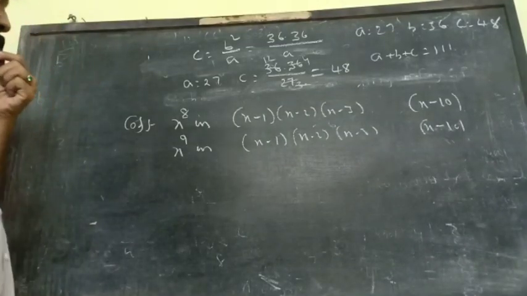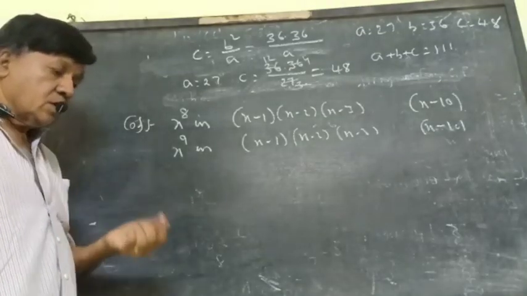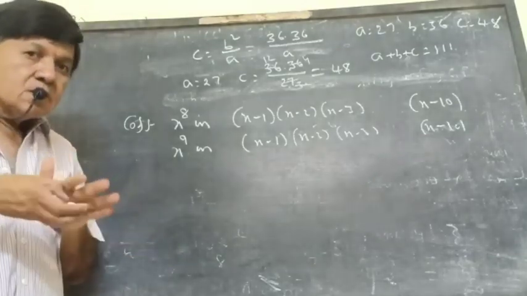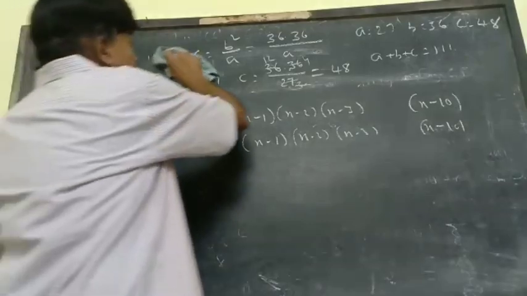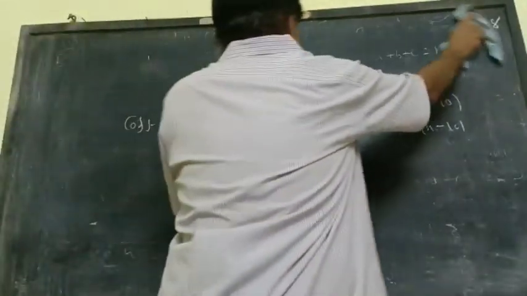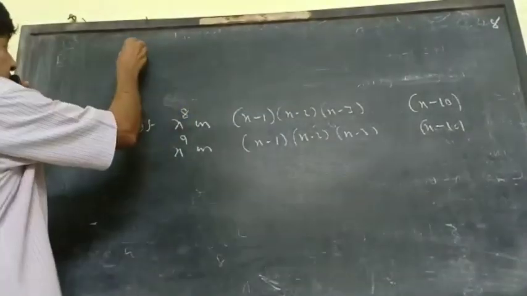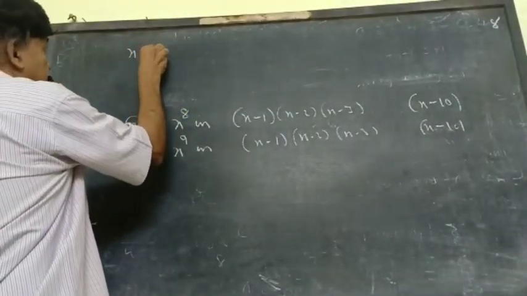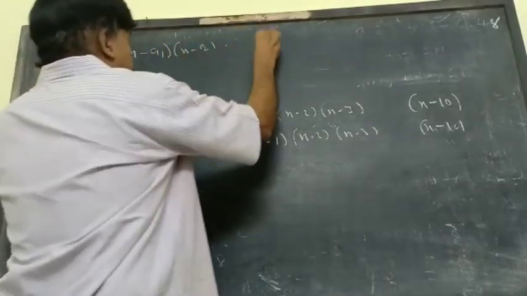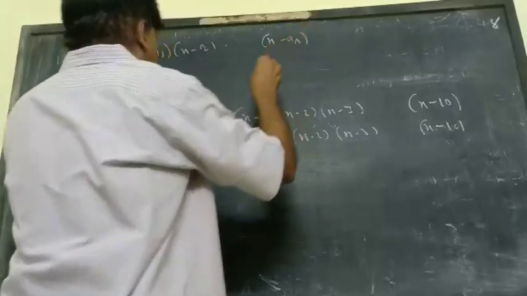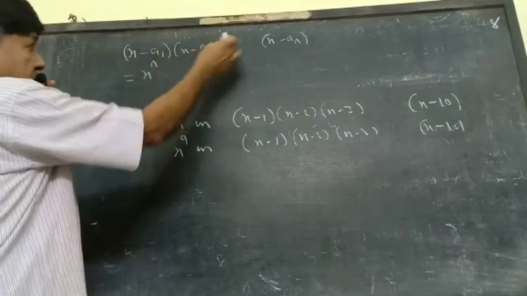See, the question is coefficient of x power 9 in the expansion of this. To do this question, first you should remember the following thing. Suppose you come across x minus a1, x minus a2, ... x minus an like this. See, when you multiply, first the highest x power n you will get.